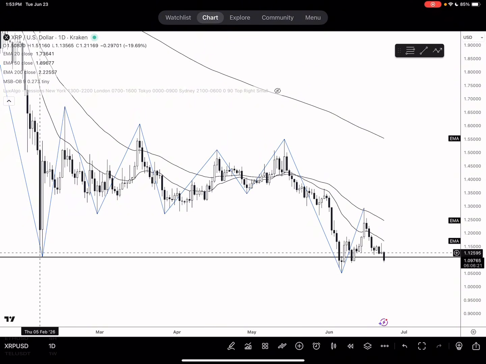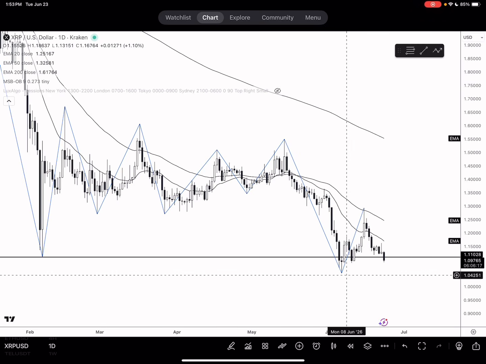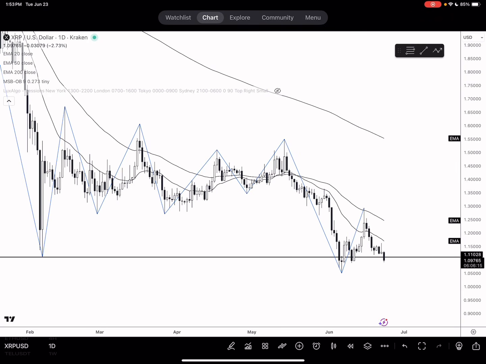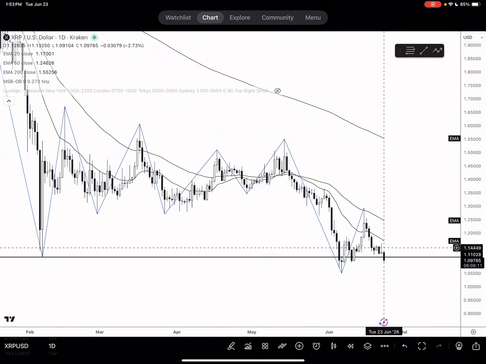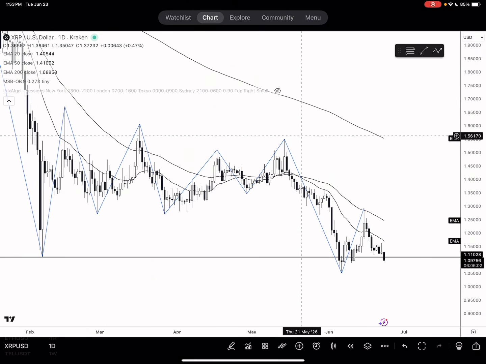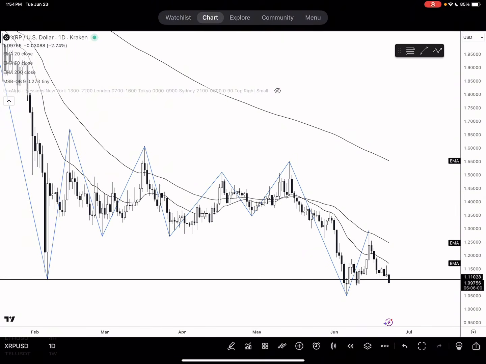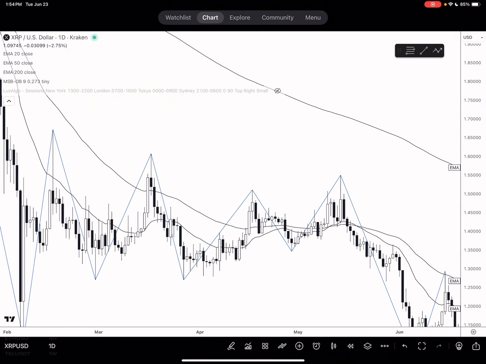This is what we talk about. Support gets broken. We had it close below and made a new low on a lower time frame, 4 hours. Those are closed candles. But then we want to see the retracement and then a close back below again. So we still are going lower. That's the reality.